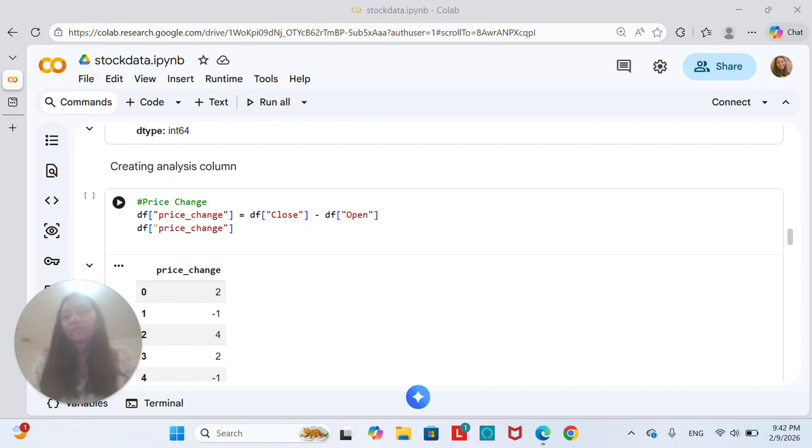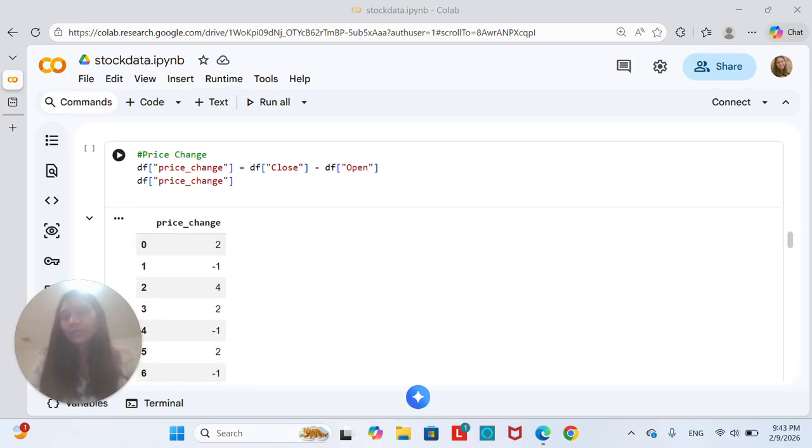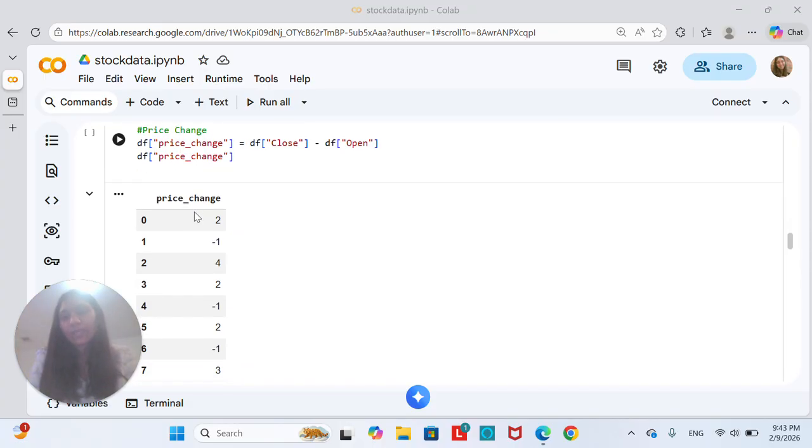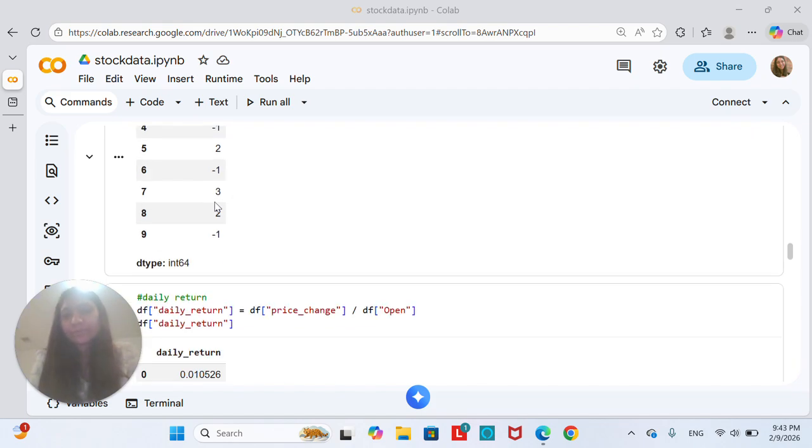So first we need a price change column, which is the difference between the close and the open columns, right? We'll make this code, call it, and we'll get this price change here. This 0 to 9 is an index. This is the change of close minus open, so positive shows that the stock is going up, and negative shows that it's going down.